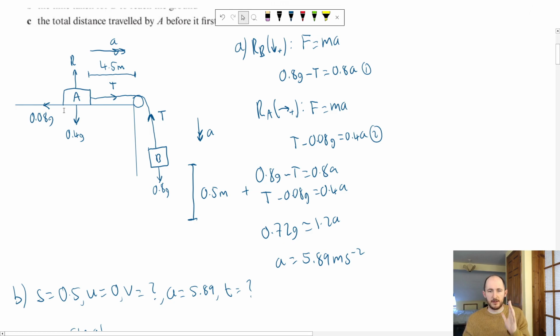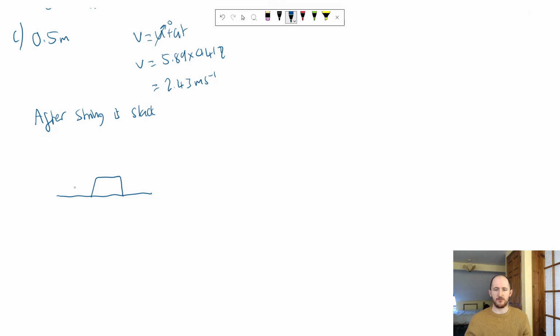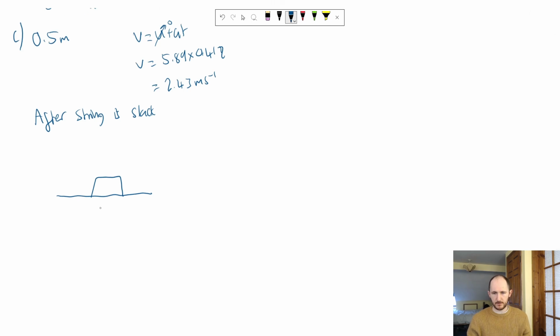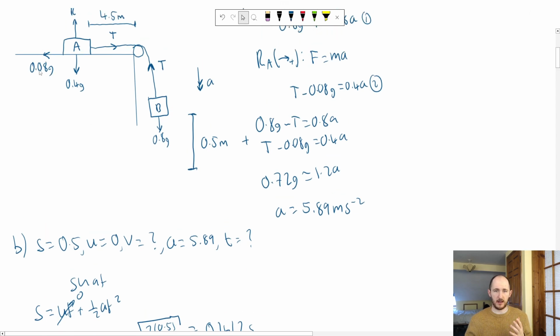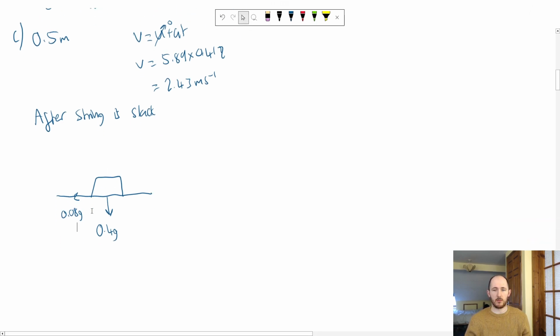But now we're going to have this situation here. After the string is slack, and this is where pulleys gets tricky, but we're going to do a lot of practice with this, so it's fine. It now behaves just like a regular old box, which has a mass of 0.4. It has a frictional force of 0.08, and there's no other forces. So now what we have to do is work out the acceleration. Now how do we do that?